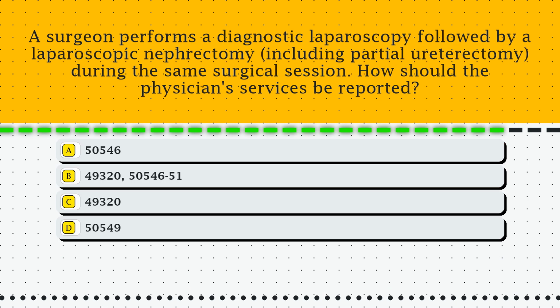Question 78. A surgeon performs a diagnostic laparoscopy followed by a laparoscopic nephrectomy, including partial ureterectomy, during the same surgical session. How should the physician's services be reported? Option A, 50546. Option B, 49320, 50546-51. Option C, 49320. Option D, 50549.